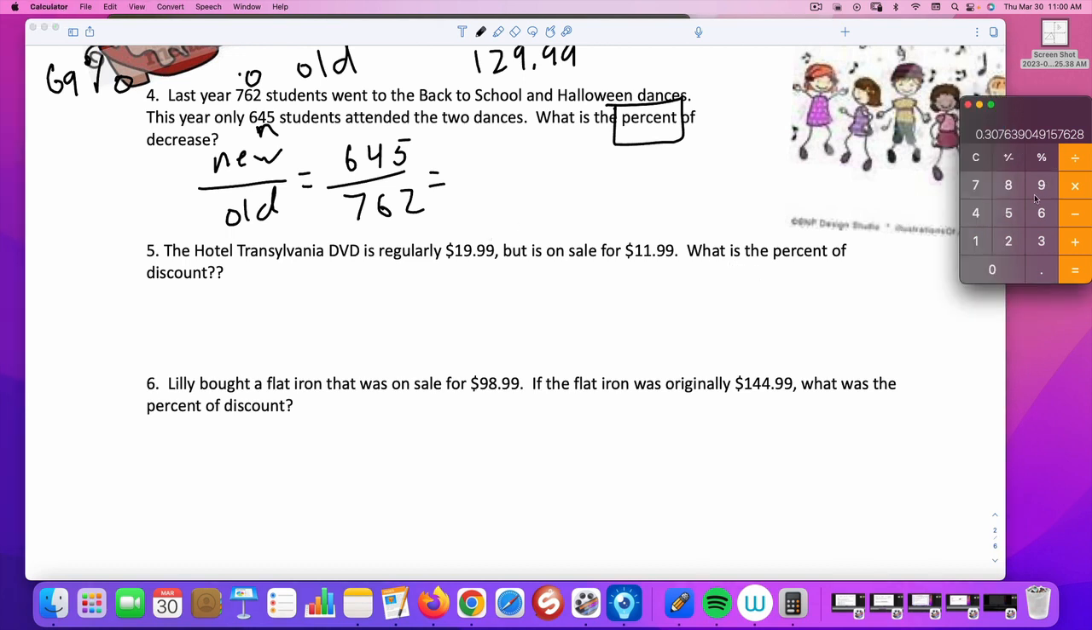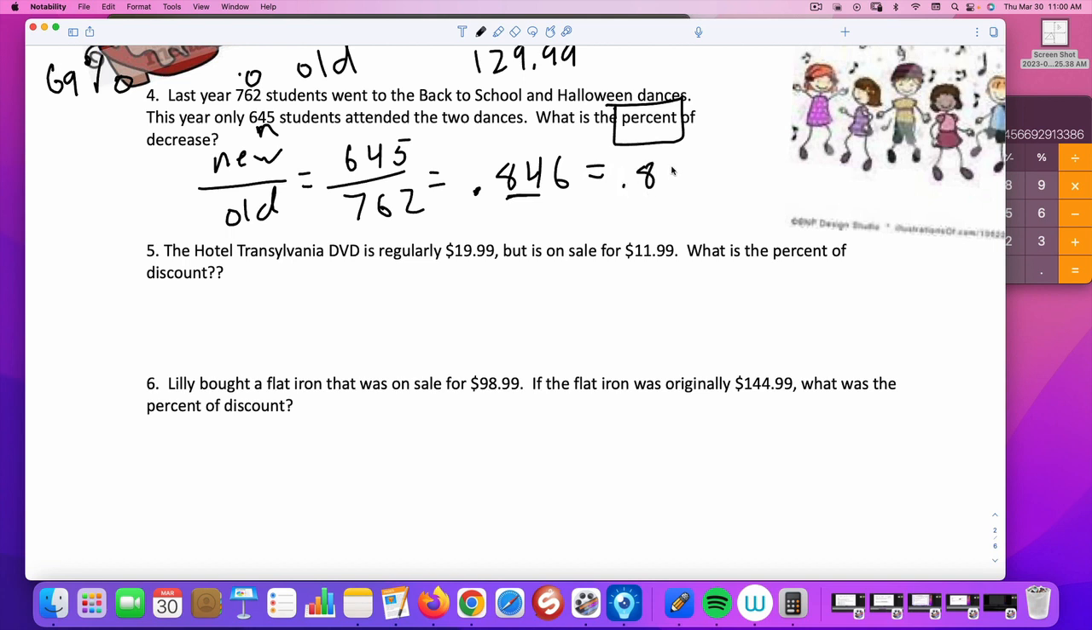645 divided by 762 is what? Cameron. We're going to round to the nearest 2 digits. 5 or more, let it soar. So this is 0.85. 85% of the numbers, but what's the percent decrease? Max. Take 100, subtract 85, and you get 15% decrease. Do not forget about that last step.